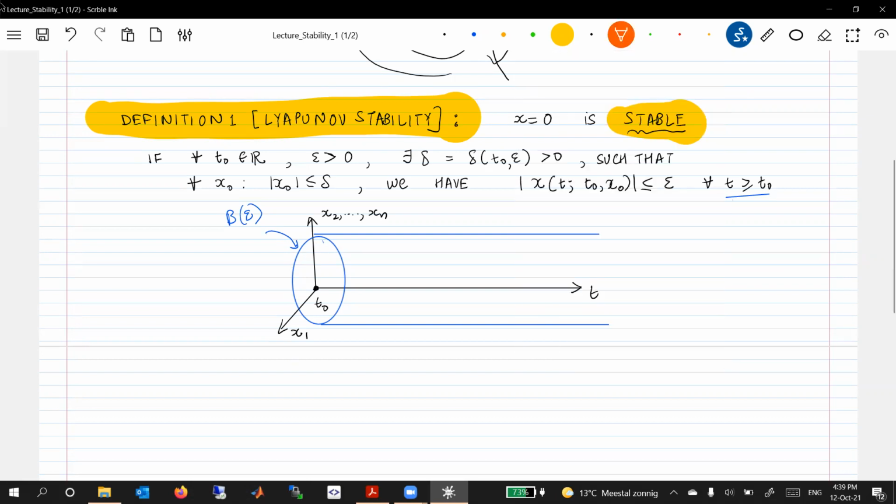Let me pick another color for that. So this might not seem concentric, but the idea is that it is concentric. Again, this is a ball constructed in the phase space around the origin, which is the fixed point. So this is the delta ball that we're talking about. So we have an associated tube here as well.